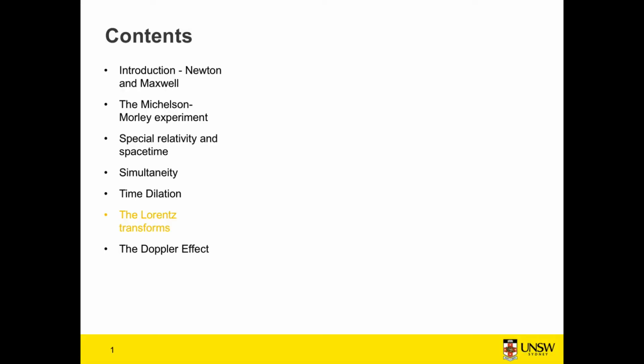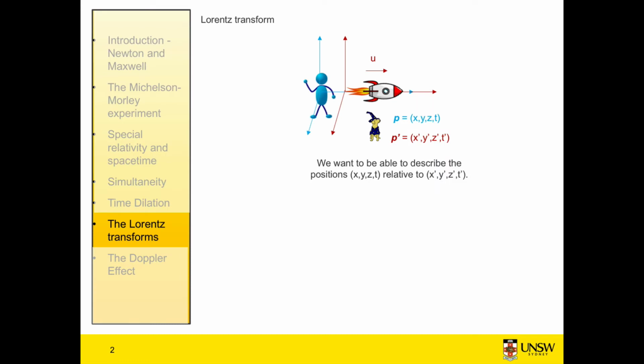So welcome to the second last video, or the second last page, in special relativity. In this video we will be looking at the Lorentz transforms. So we know that with the Galilean transform, the object of the transform is to be able to describe the positions in one reference frame relative to the positions in another. And the object of the Lorentz transform is exactly the same, but we need it to work at relativistic speeds.